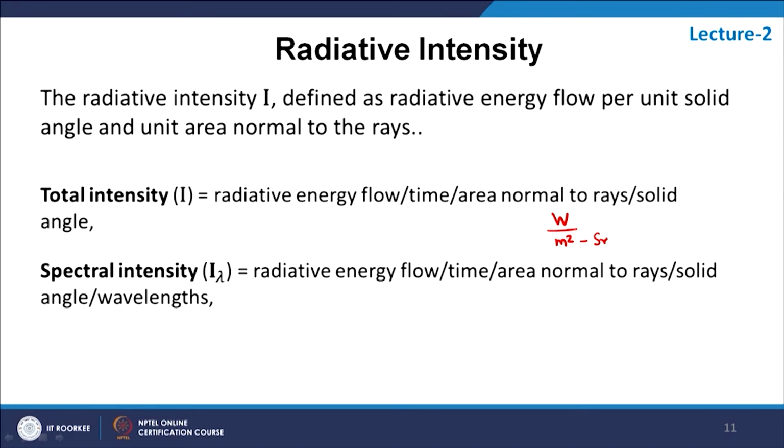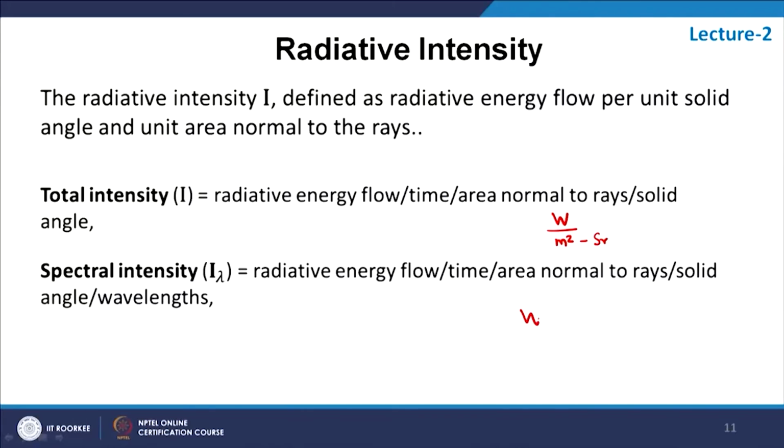We also define spectral intensity, just like we defined spectral emissive power. Spectral intensity is radiative energy emitted in a given solid angle per unit area in a given wavelength. So, the units will be watt per meter square steradian angstrom, where angstrom is the unit for wavelength.